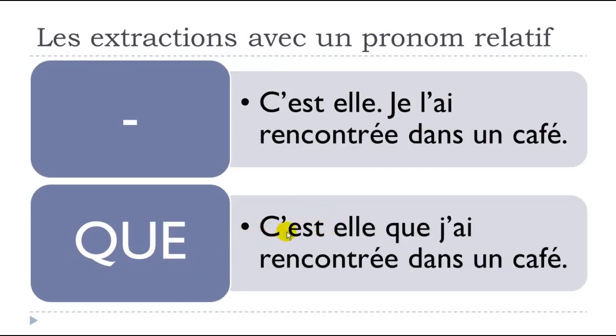Basically the same concept, you just keep the first sentence, c'est elle, exactly the same here, then you put your pronom relatif, que. Remember we put que because in the second sentence it's not the subject, it's this complément d'objet direct, grammatical object. C'est elle que j'ai rencontrée dans un café. So your sentence continues after that. C'est elle que j'ai rencontrée dans un café.